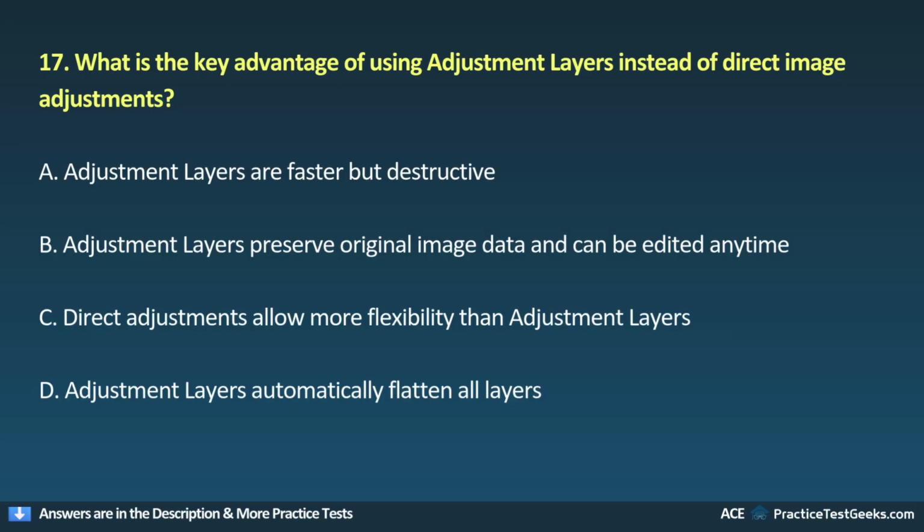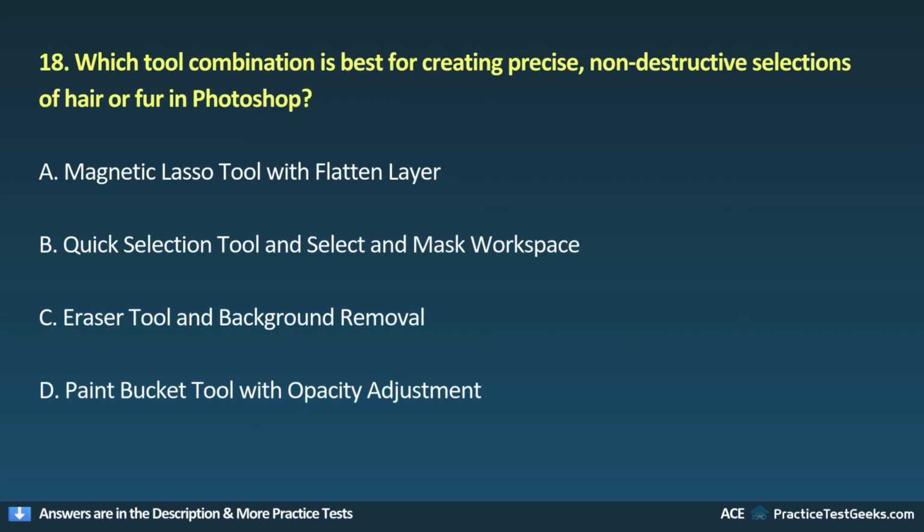C. Direct adjustments allow more flexibility than adjustment layers. D. Adjustment layers automatically flatten all layers. 18. Which tool combination is best for creating precise, non-destructive selections of hair or fur in Photoshop?